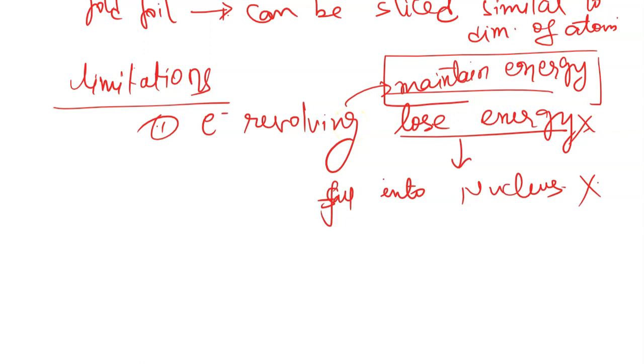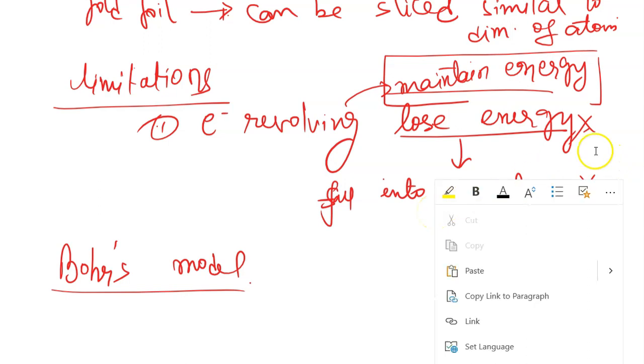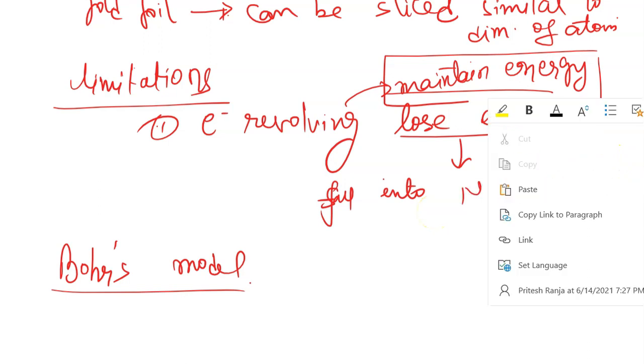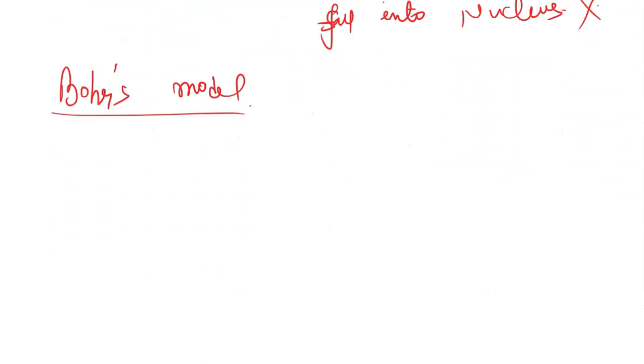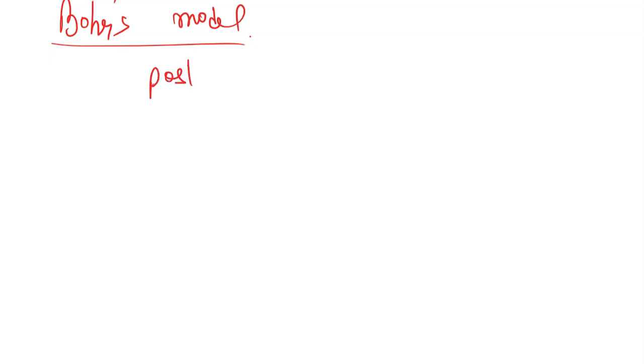We will not talk about the complete Bohr's model of the revolution of electrons, but roughly we will see Bohr's model as far as we require. According to Bohr, it was specified. I'll write the postulates here. It's important to remember the postulates.